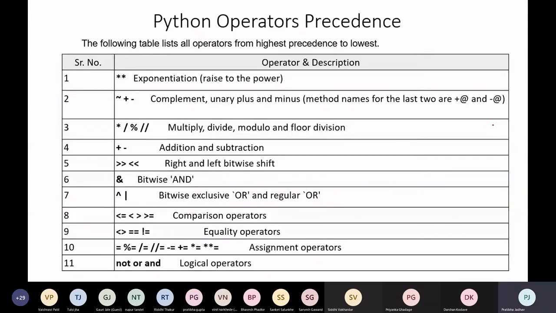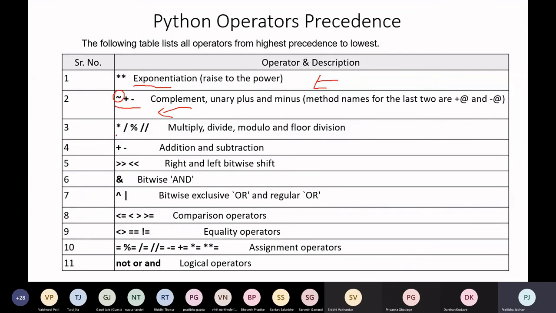This is the operator precedence given. So first, the highest priority is given to which symbol? The exponential symbol. Then we have the priority for the unary operators. There are two types of operators, unary and binary. Unary means it is going to execute with only one operand, and binary means you require two operands. For example, plus and minus are the unary plus and unary minus.